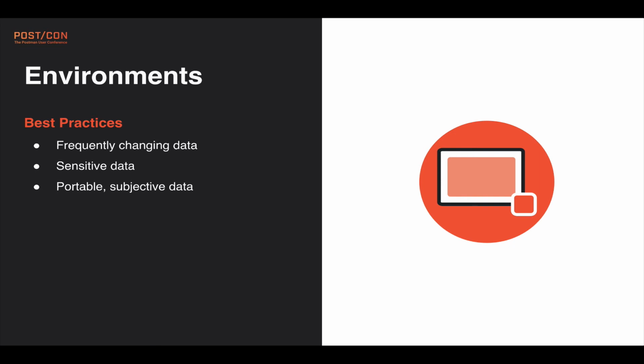You can also use environments for sensitive data. Environments are encrypted at rest and at storage, and the environment body itself cannot be accessed by anyone except you. So that means if you have information like API keys or passwords, you should be using an environment to store that. And environments are also used for portable subjective data.